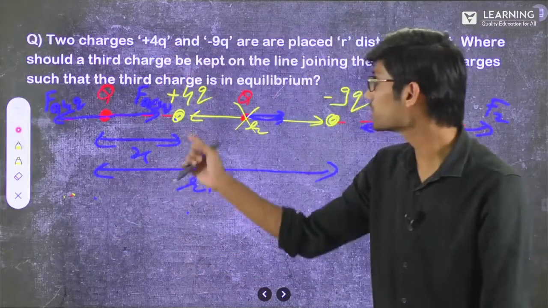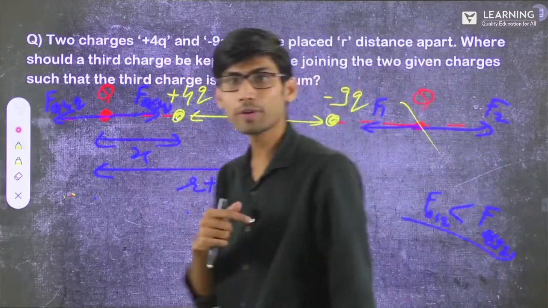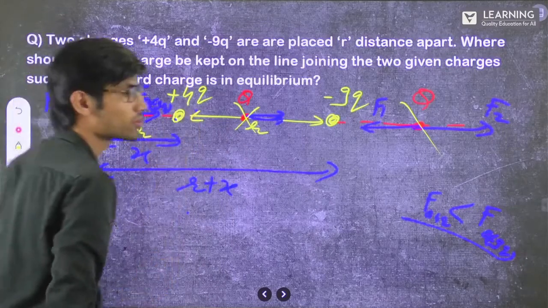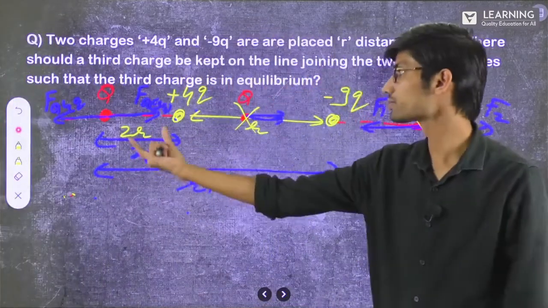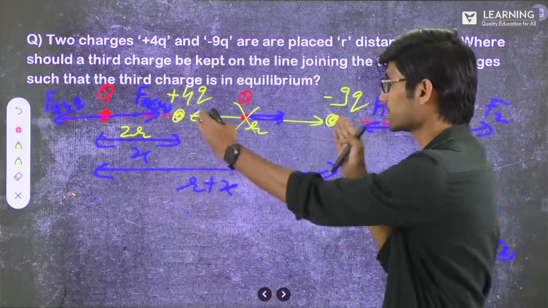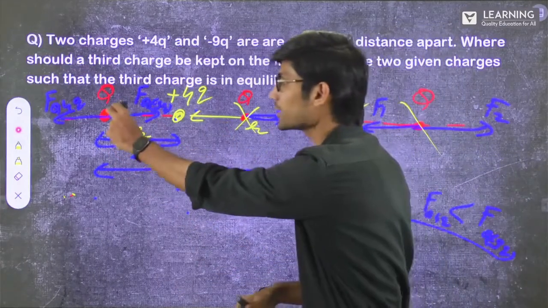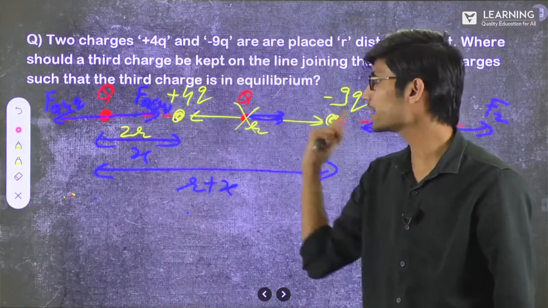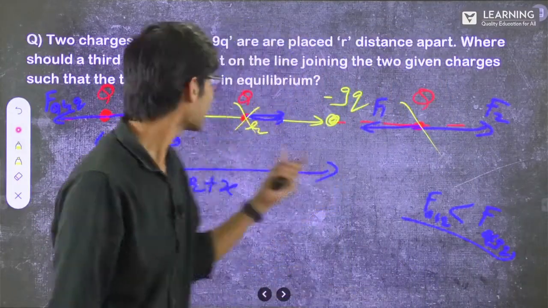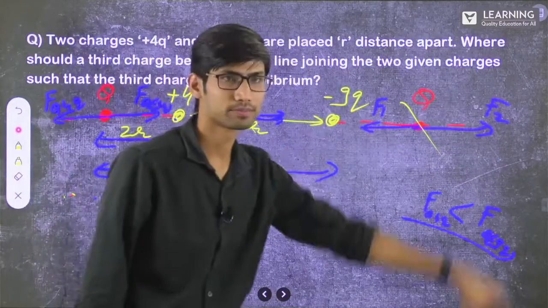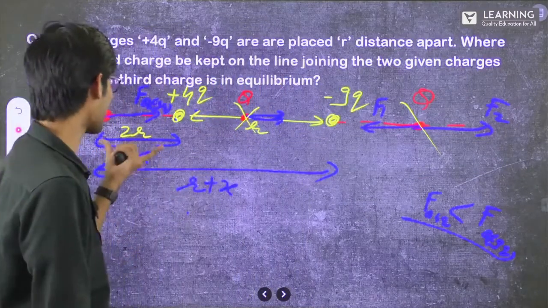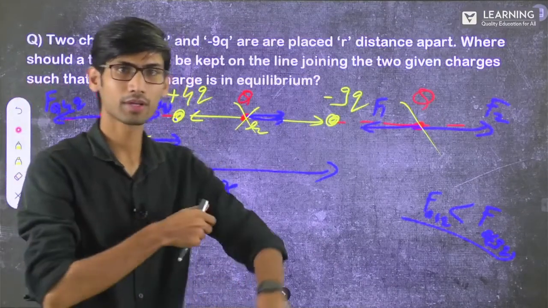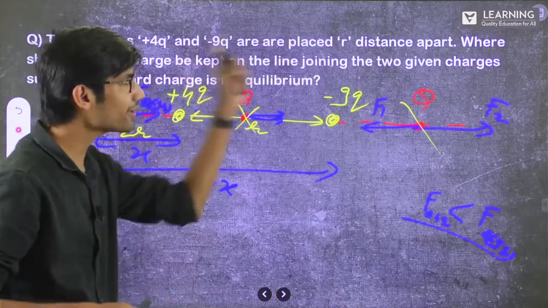That means this charge q has to be kept at a distance 2r from this charge 4q. Clear? I hope you got it. So the separation between them is r, and this charge should be kept 2r to the left of 4q. Now if 4q is this side, minus 9q would be this side, then it would be 2r to the right of 4q. This x which we have taken, this x is 2r. Clear? I hope you got it. So now this way we have to do this question.